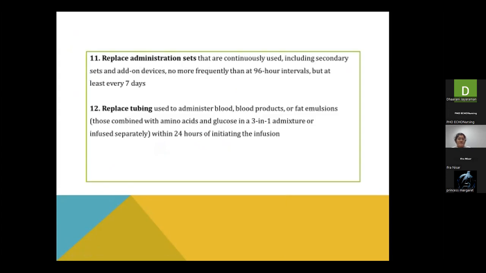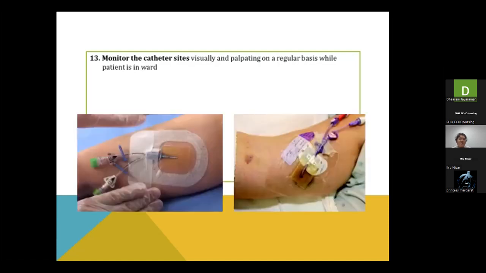Replace administration sets that are continuously used, including secondary sets and add-on devices, no more frequently than 96 hour intervals, but at least every 7 days. Replace tubing used to administer blood or blood products or fat emulsions within 24 hours of initiating the infusion. Monitor the catheter site visually or by palpation on a regular basis while the patient is in the ward.